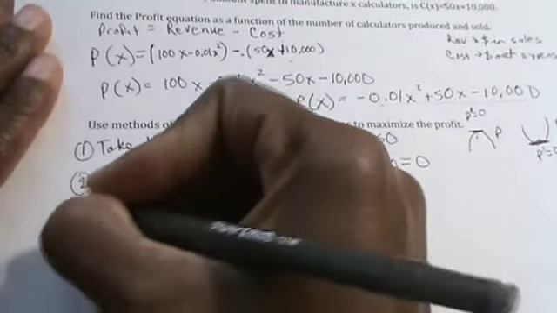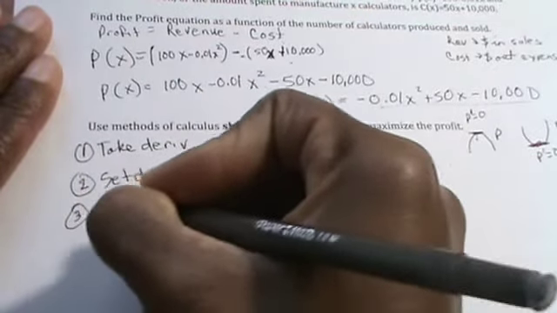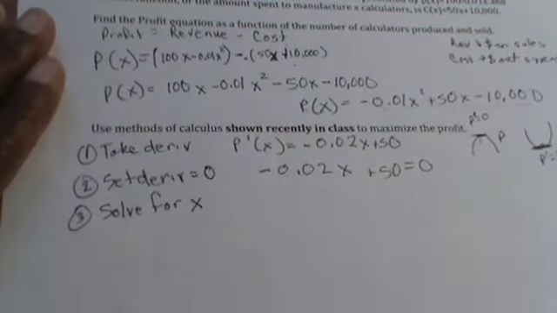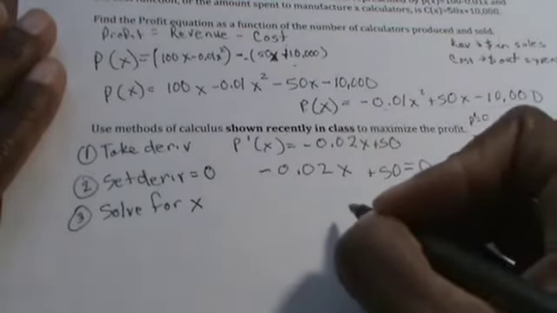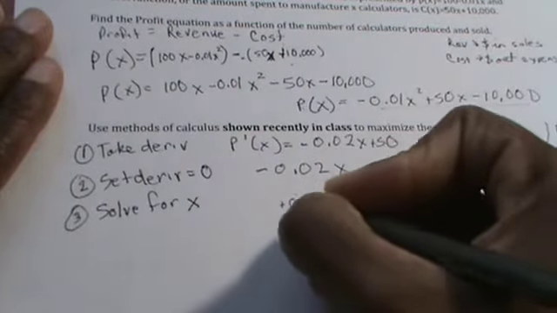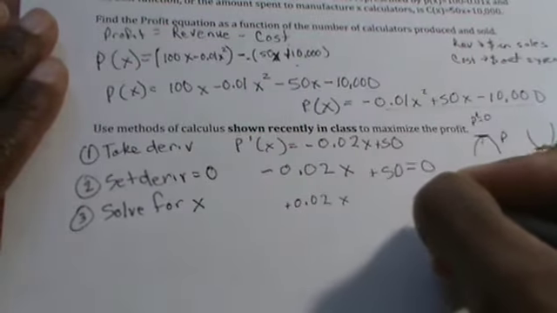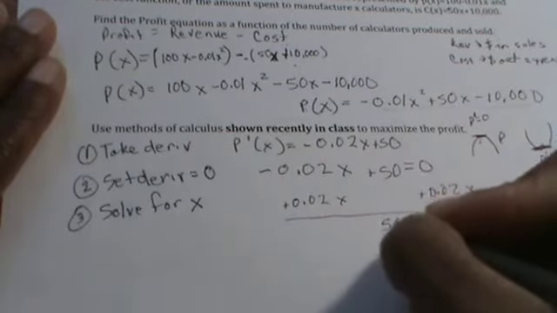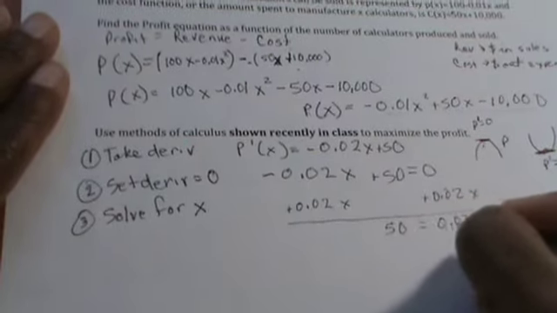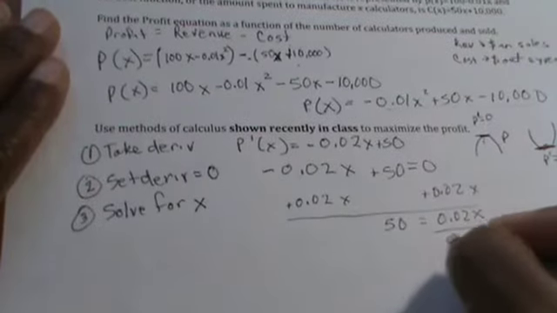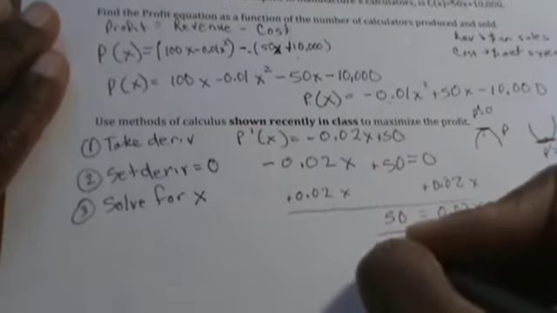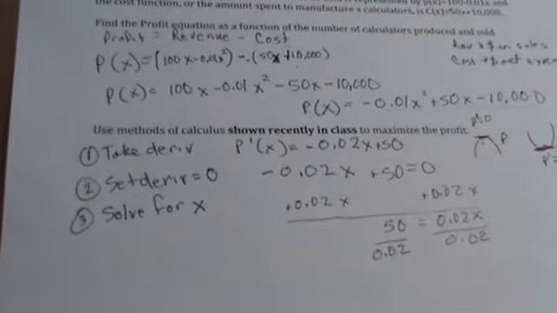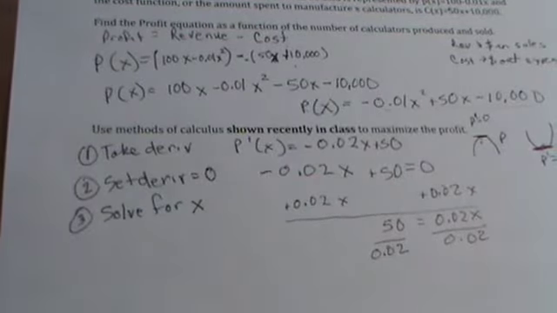And then step 3 is to solve for your variable. So, I don't know, you could add 0.02x to both sides, and you get 50 equals 0.02x. Please show all of the work. Divide by 0.02, divide by 0.02, and I can't do that in my head. Let's see.